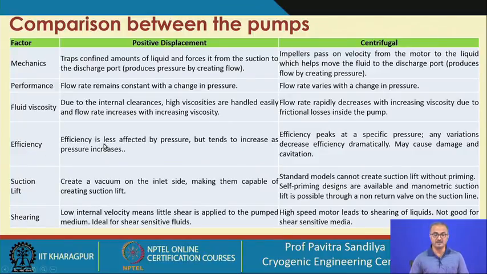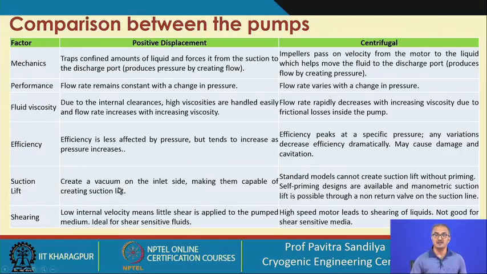Efficiency wise, we find that these kinds of pumps are less affected by the pressure, but tend to increase as the pressure increases. On the other hand, in centrifugal pumps, the efficiency reaches a maximum at some specific pressure, and variations decrease efficiency dramatically. That means after this maximum is reached, the efficiency decreases very fast and may cause damage or cavitation, which is not a problem in the positive displacement pump. Then we have suction lift.